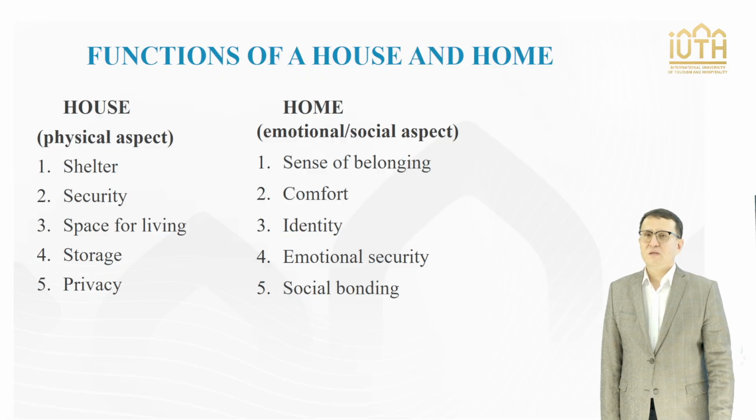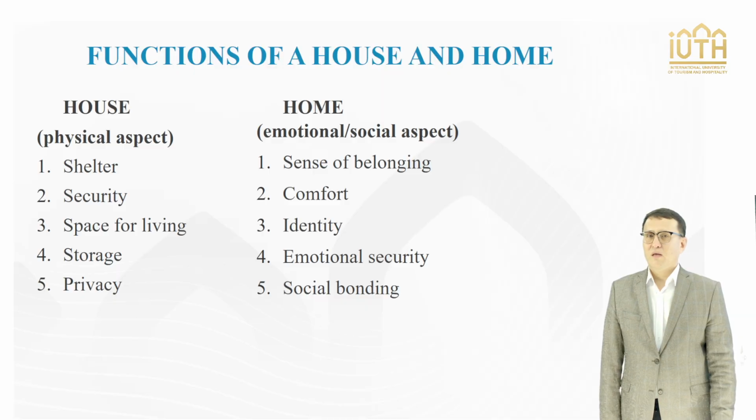So now, dear students, let's talk about the functions of a house, about the physical aspects of the house. So the first is shelter. Shelter protects from weather, natural elements, and danger. Security provides safety from intruders. Space for living offers rooms for sleeping, cooking, eating, storage. Keeps belongings safe and organized. Privacy creates personal space away from the outside world.